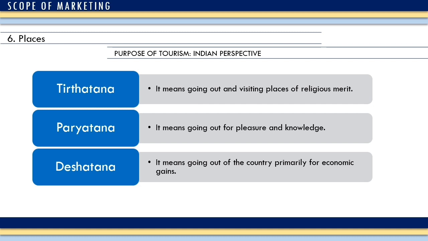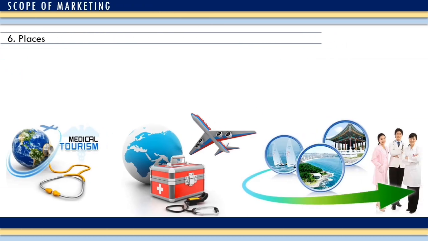In order to attract people, no matter whatever might be the reason. And this is not the comprehensive list. What you see here, Tirthatana, Paryatana, and Deshatana, this is not the comprehensive list. Of course, there are so many other things which have also come into picture. Health tourism is also another popular form of tourism which is emerging, especially in a country like India.